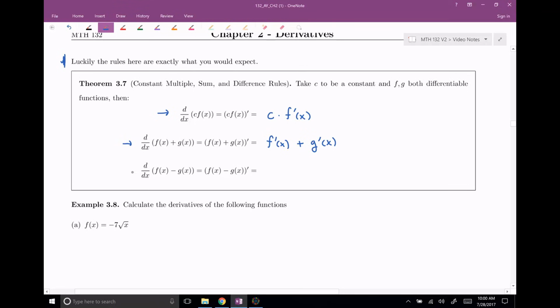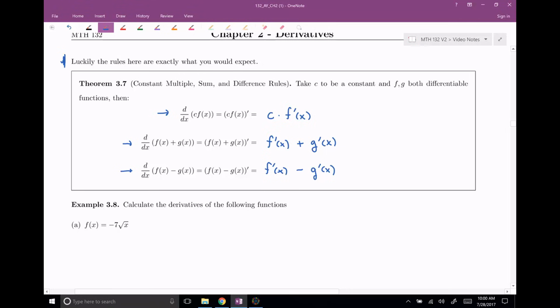And finally, the difference rule, again, kind of exactly what you would expect here. Here's the Leibniz notation. Here's the nice good old prime notation. You take the derivative of f, the first one, you take the derivative of g, the second one, and then you subtract them.